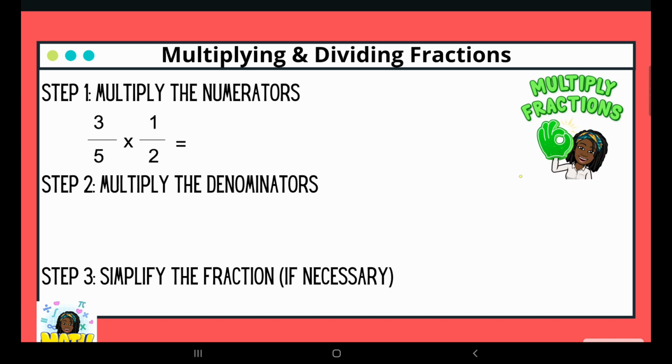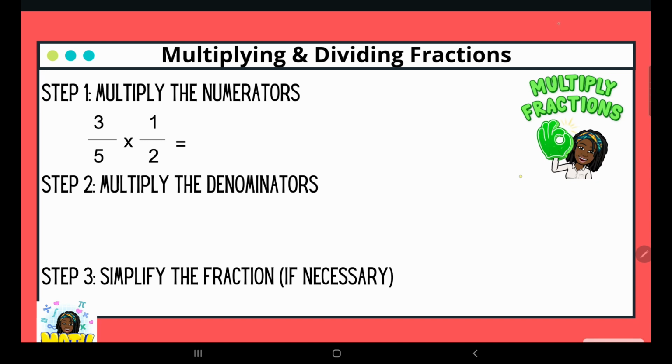So our steps for multiplying and dividing fractions. Here, this is just for multiplying. Step 1, multiply the numerators. Step 2, multiply the denominators. Step 3, simplify the fraction if necessary.